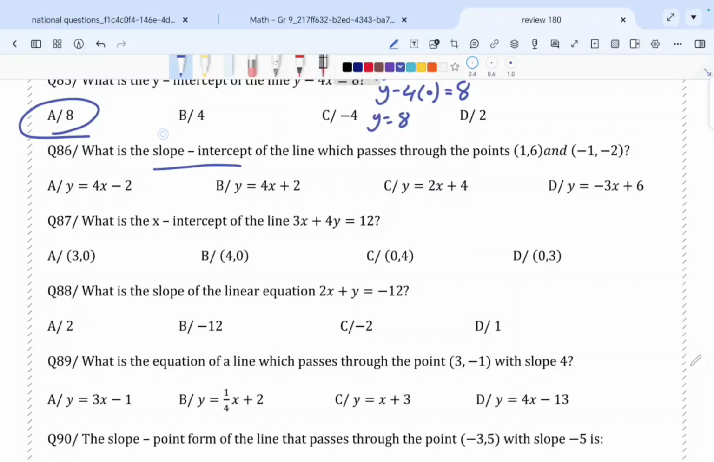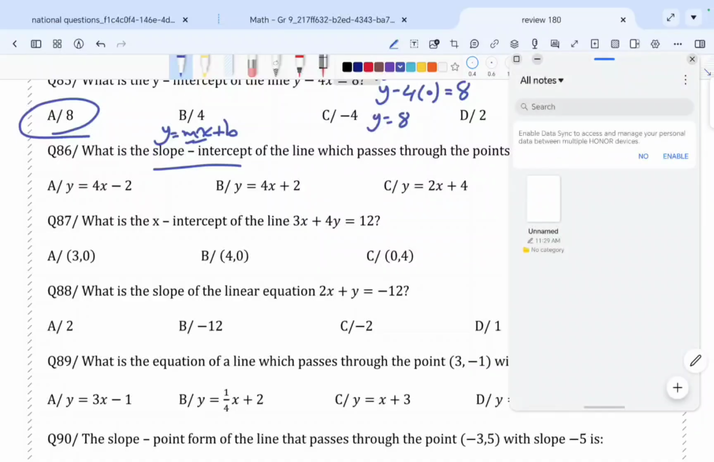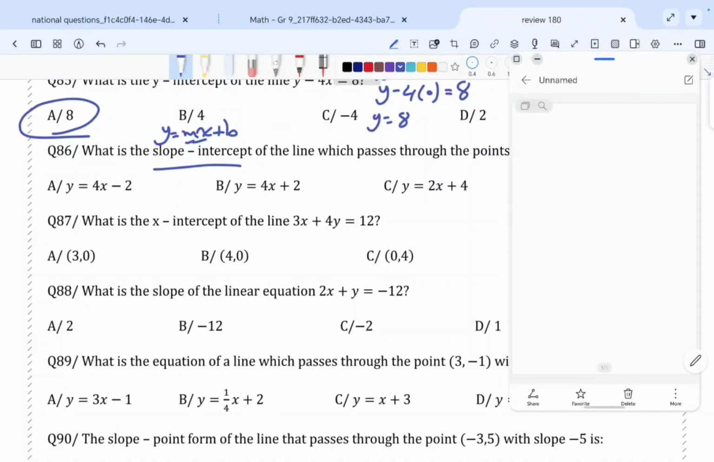Question 86, this is very important. It's about slope-intercept. What's the rule of slope-intercept? y equals mx plus b. We have x1, y1, x2, y2. You have to find the slope from those 2 points, then put it here. Let's solve it.